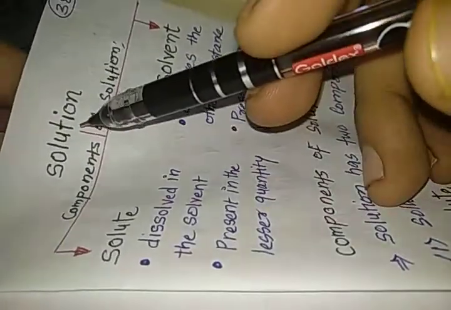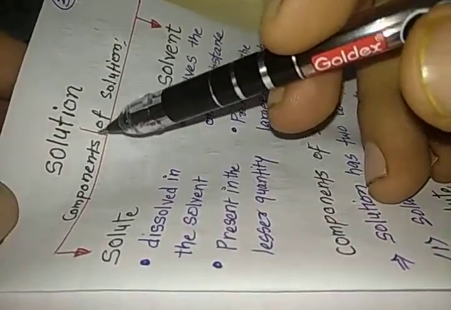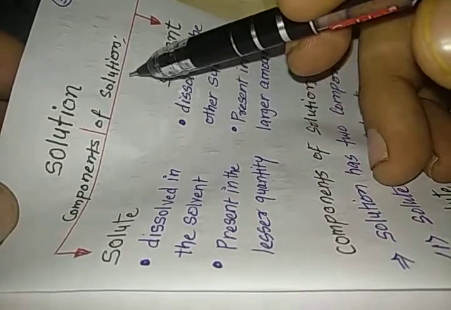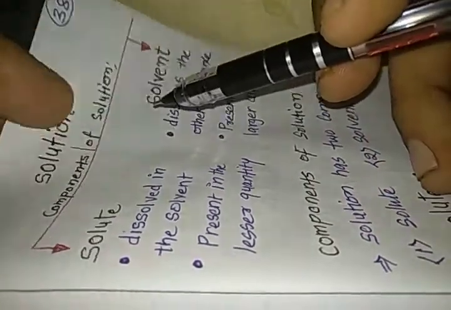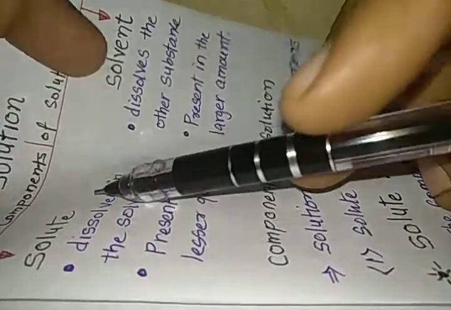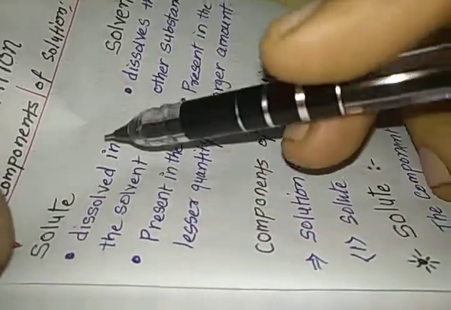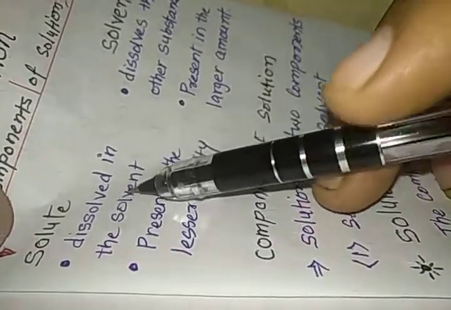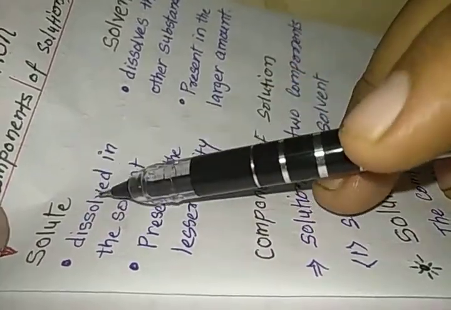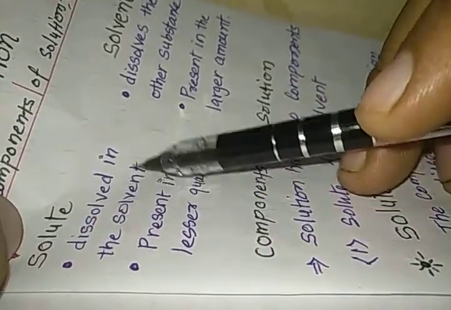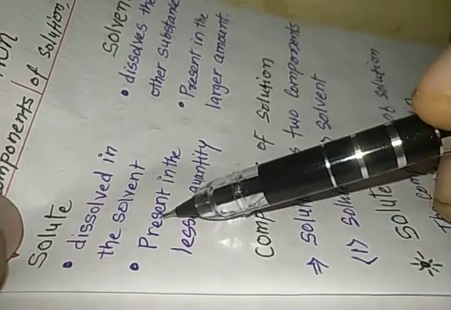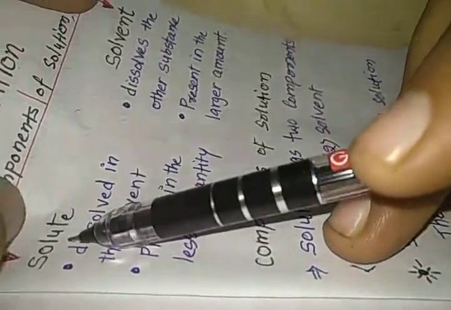Now we should study about the components of solution. A solution has two components. The first component is known as solute, another component is known as solvent. Let us first study about the solute. The solute dissolves in the solvent. So the component of a solution that is dissolved in the solvent is known as solute. The component that is present in the lesser quantity in the solution is also known as solute.